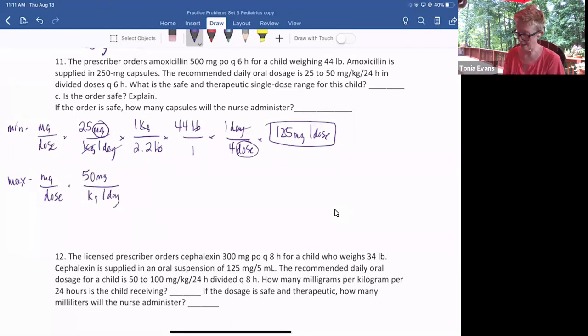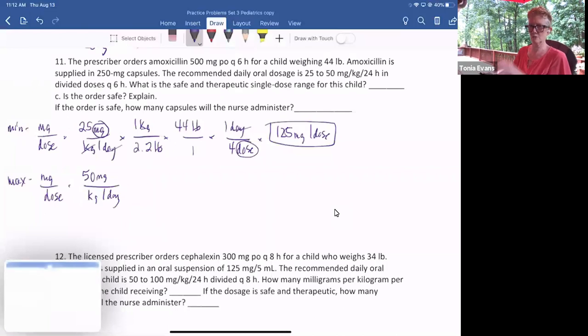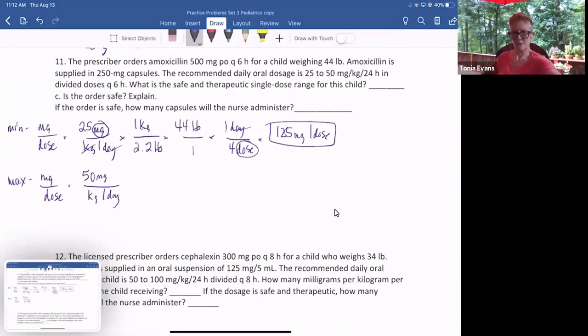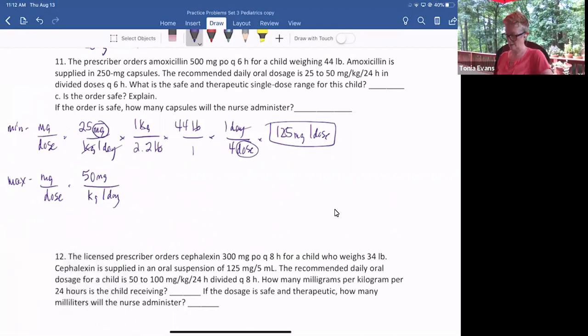Now, I realize I could do this and say, well, 50 is double of 25, so I could eyeball this and say, well, 250 is going to be our max, right? I mean, we know that's what we're going to come out with. But doing these problems, as I've said repeatedly, I know you're sick of hearing it, but all of your work has to be shown. So we can't just eyeball it and say what it is. We have to show it.